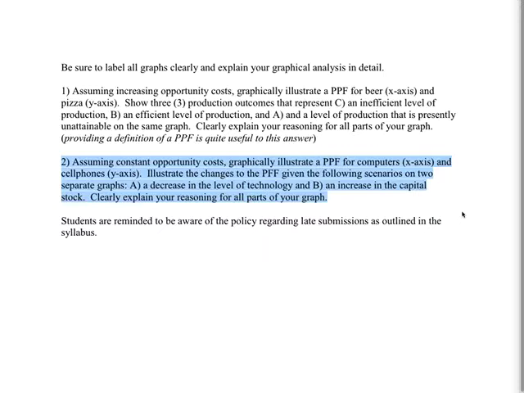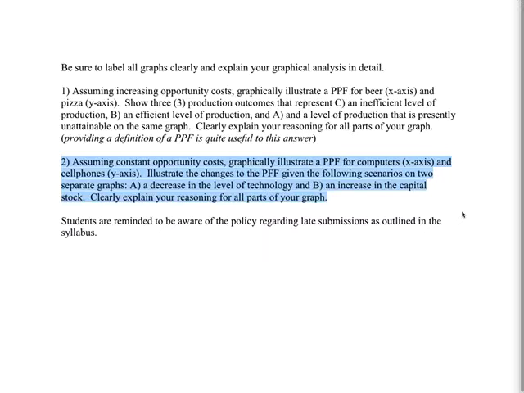Graphically illustrate a PPF for computers on the x-axis and cell phones on the y-axis. Illustrate the changes to the PPF given the following scenarios on two separate graphs. A, a decrease in the level of technology, and B, an increase in the capital stock. Clearly explain your reasoning for all parts of your graph.